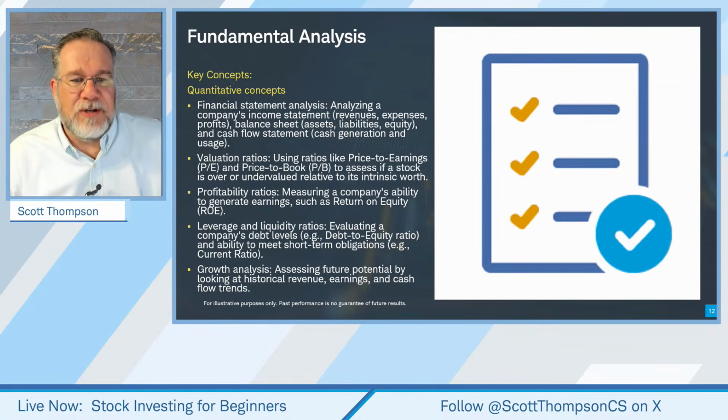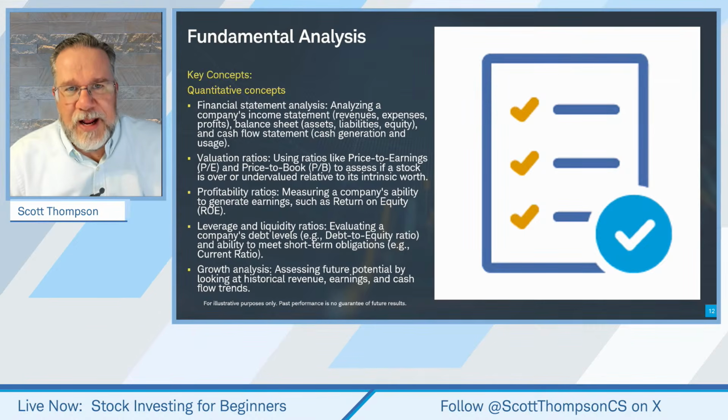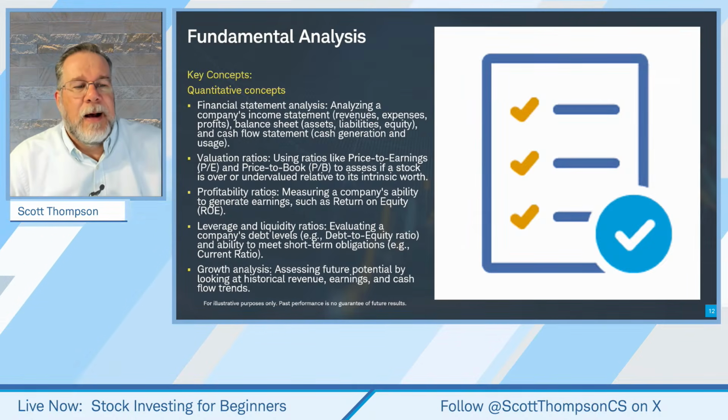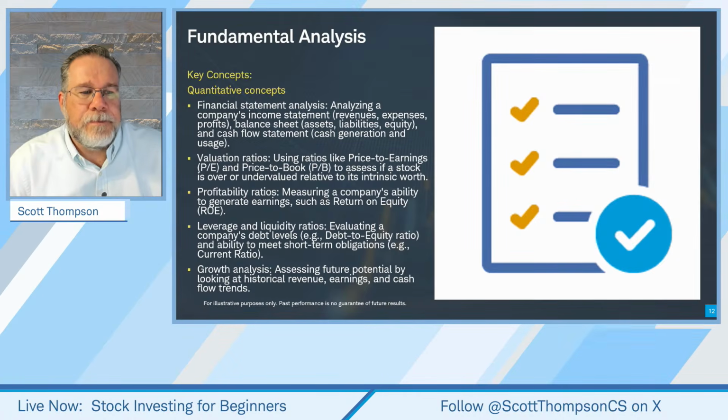Profitability ratios measure a company's ability to generate earnings. Return on equity, this is probably one of the main ones. You'll hear of return on assets as well, but return on equity, ROE, is very common. We're going to use that in our scan today.